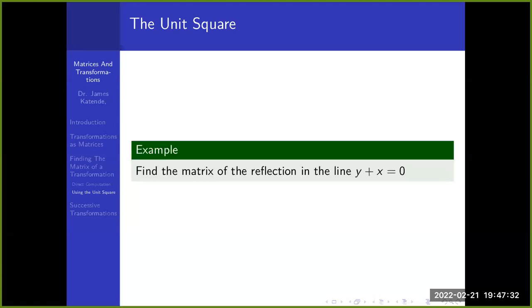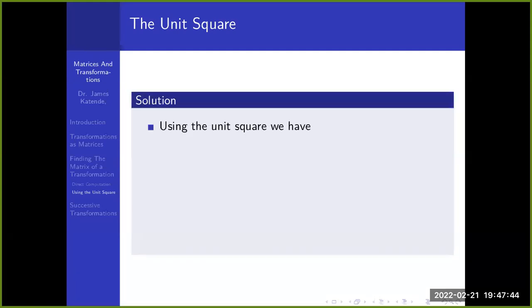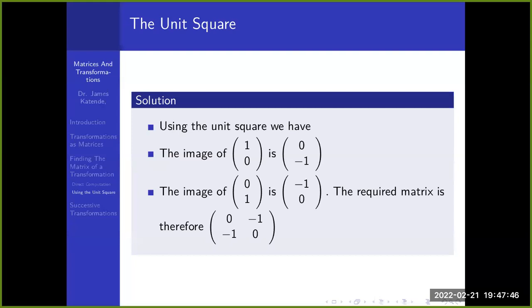So remember we are getting the reflection on the line y plus x is equal to 0. We want to find the matrix representing this reflection. We shall look at the diagram shortly, but under this transformation, the image of (1, 0) will be (0, -1). The image of (0, 1) will be (-1, 0). And we pick these two to form the columns of our matrix of transformation. The images of (1, 0) and (0, 1), in that order, will form the columns of the matrix.